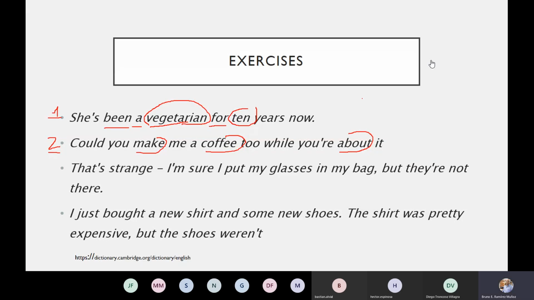Let's take a look at the example. First, why don't you read it aloud and let's see how it works, right? Okay. I just bought a new shirt and some new shoes. The shirt was pretty expensive, but the shoes weren't.